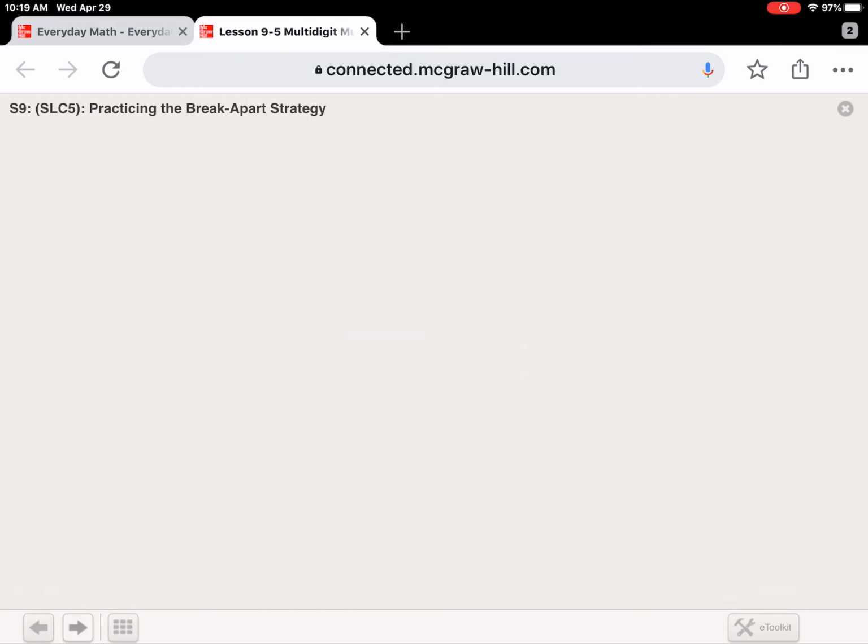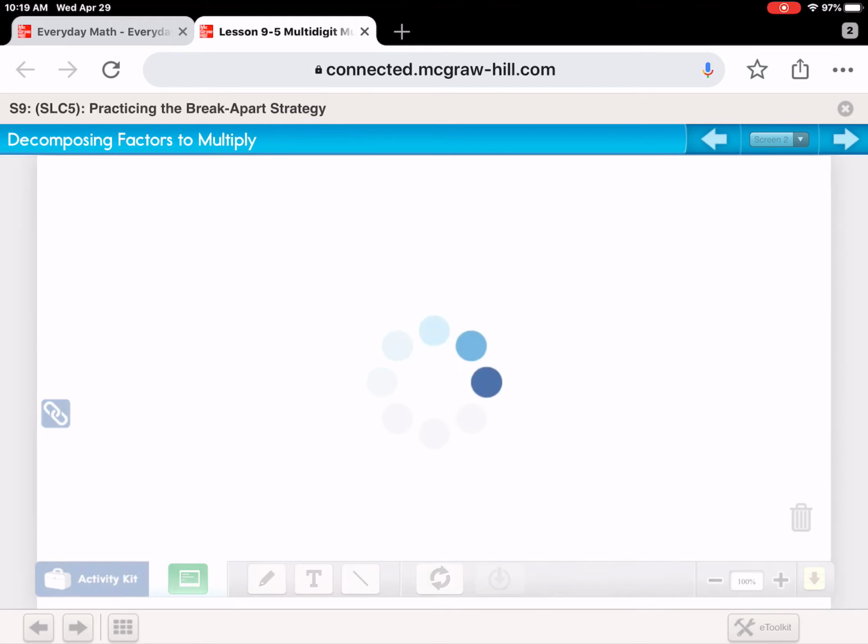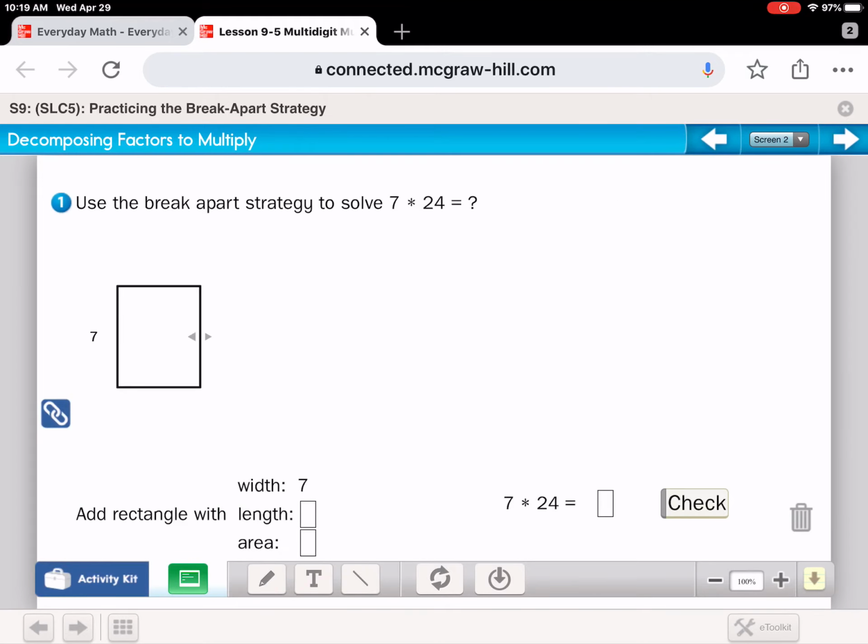Let's try it some more. We're going to use the break apart strategy to solve some more multiplication problems, and we're going to use the strategy we just did of drawing rectangles and breaking up those rectangles. Let's look at the first one together. It says, use the break apart strategy to solve 7 times 24.